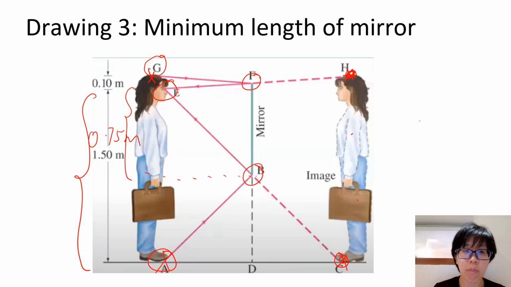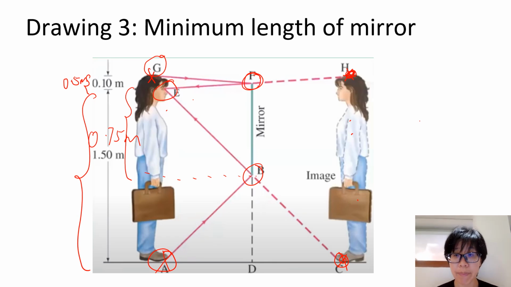Same thing from the top, 0.1 meters. From the top of the head to where the end of the mirror is, you only need 0.5 meters for it to be reflected towards the eye. So here 0.5 meters, the bottom 1.5 meters, 0.75 meters, total you will only need 0.8 meters of the mirror. Hence what you need is just half of the height of the person. That would be the length of the mirror that you would need.